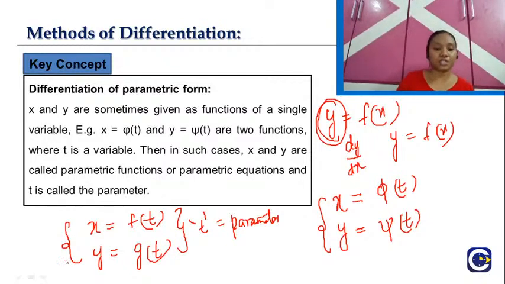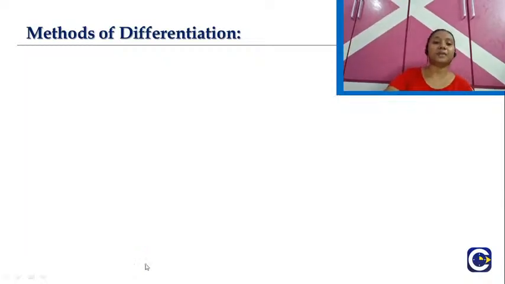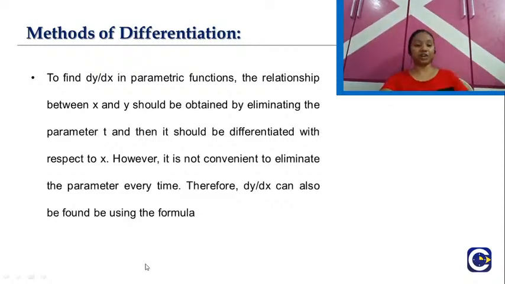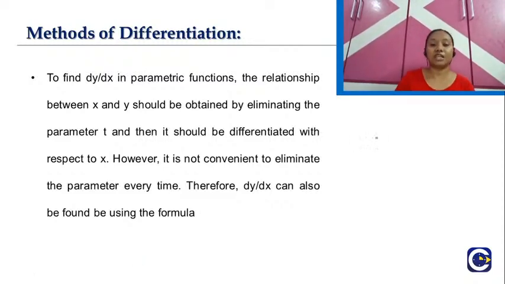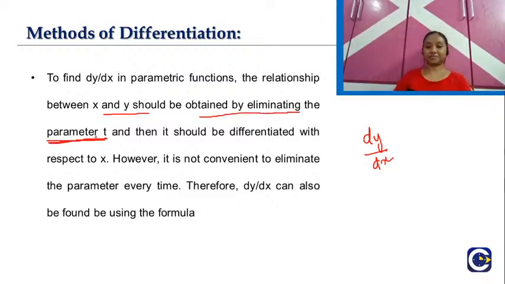So, here you can observe. This is the example I just gave. Here x and y are parametric functions with a parameter t. Now let's see how we will differentiate this parametric function, which means how we will find dy by dx. To find dy by dx for our parametric functions, the relationship between x and y should be obtained by eliminating the parameter t.